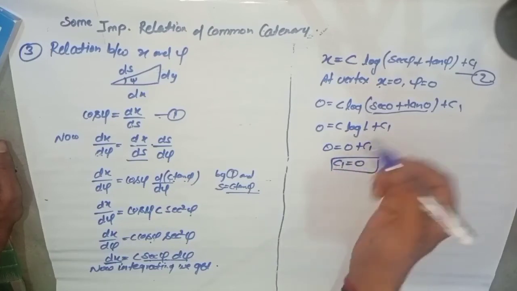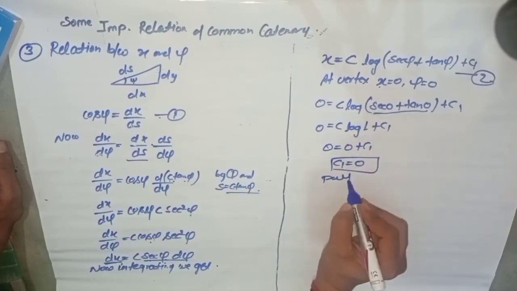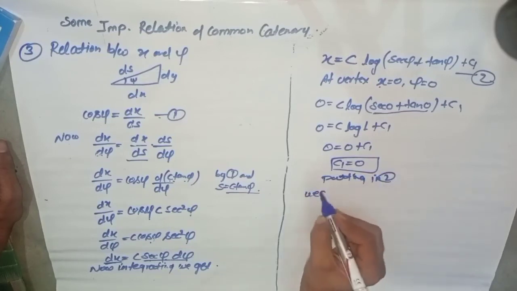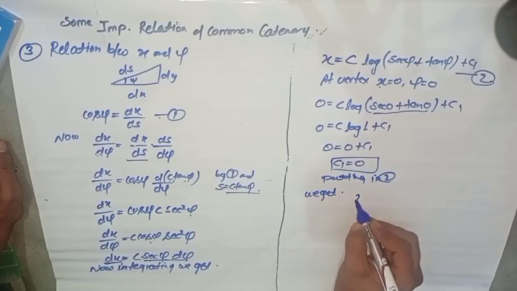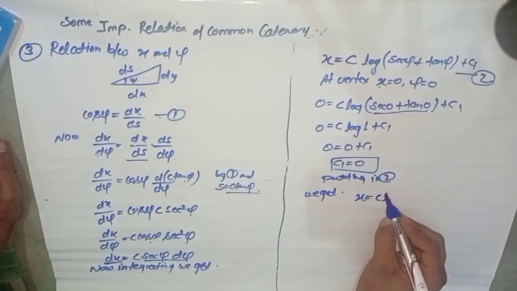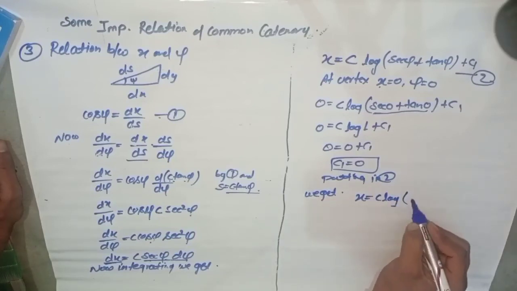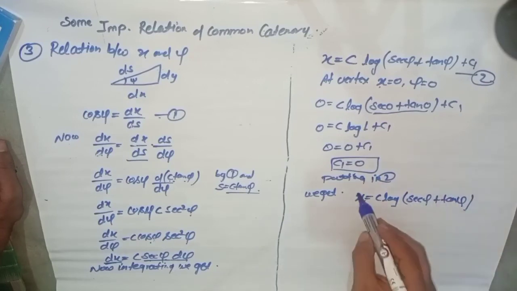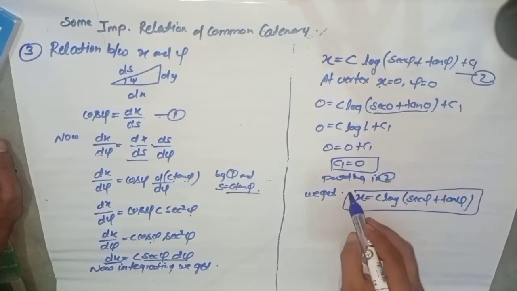Now we put the value of c1 into the equation, and we get x = c log(sec ψ + tan ψ). This is also known as the parametric equation.